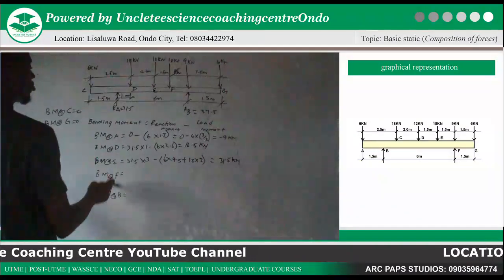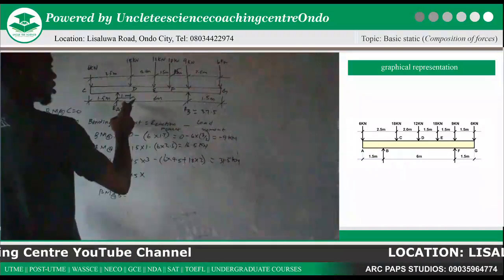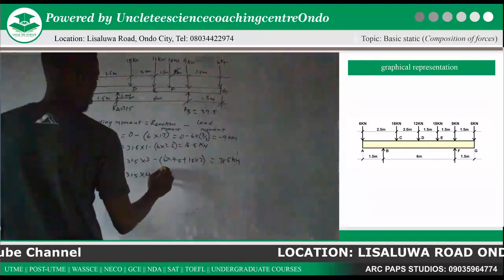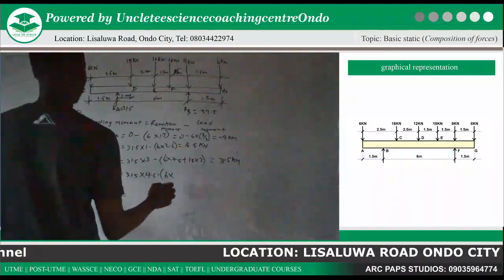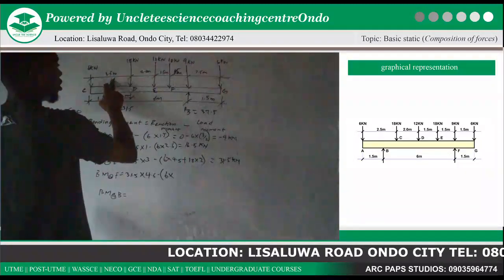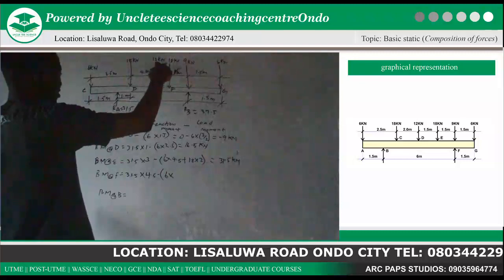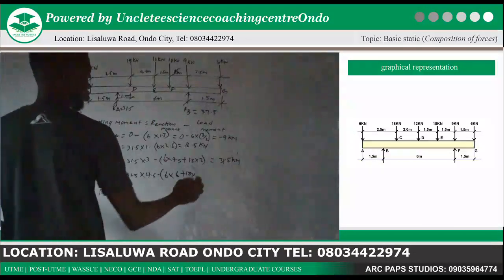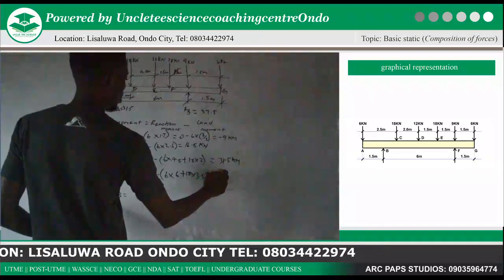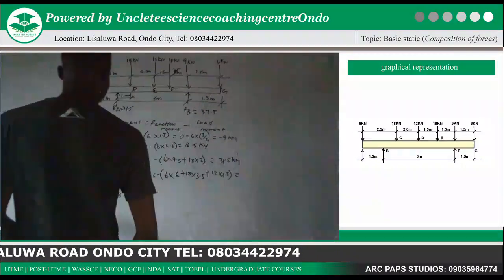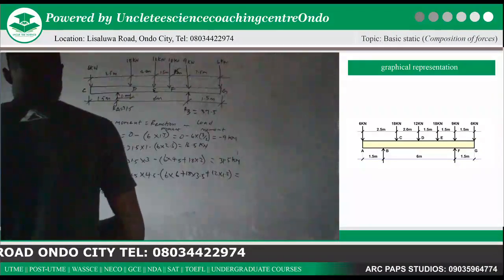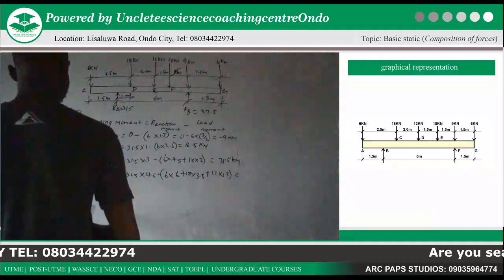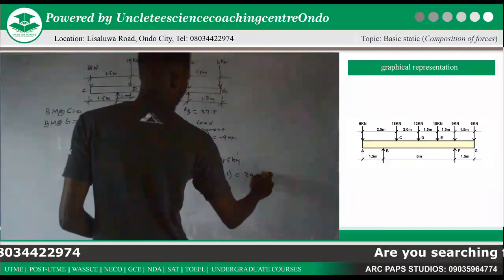Now bending moment at F, reactions before F, that's 31.5 times distance to F, 4.5, minus load moment. The first one we have is 6 times distance to F, 6, plus 18 times distance to F, 3.5, plus 12 times distance to F, 1.5. That's 31.5 times 4.5 minus 6 times 6 minus 18 times 3.5 minus 12 times 1.5, and that will give us 24.75 kilonewton.